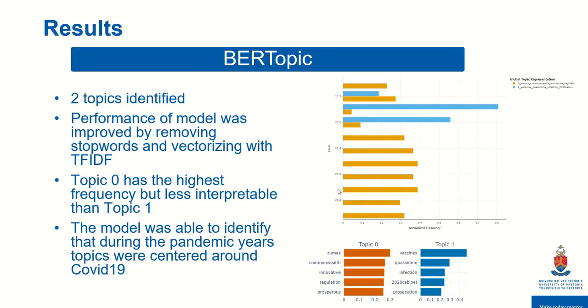Firstly, the results of BERTopic. I was able to identify 2 topics with BERTopic. I found that the performance of the model was actually improved by pre-processing, removing stop words. Without removing stop words, the topics detected were mostly the stop words. And BERTopic was able to detect a trend of the discussion of the COVID-19 pandemic around the years 2020 to 2022.